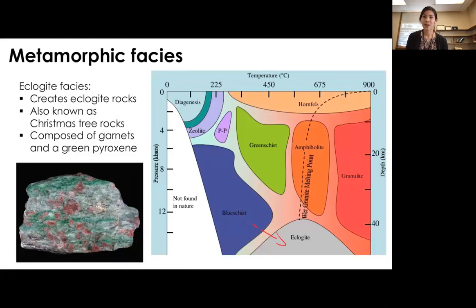This was one of my favorite rocks to learn about because they can also be known as Christmas tree rocks. They form under high enough pressures and temperatures that we start to get garnets in a green pyroxene forming. And so the garnets, because they're euhedral, form these sort of isolated little islands, kind of like the ornaments on your Christmas tree. And then they're surrounded by this really vibrant green pyroxene mineral. And so, right, that's going to be fairly high pressures and temperatures.